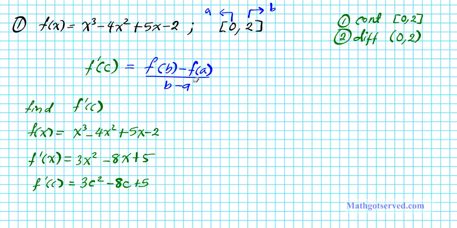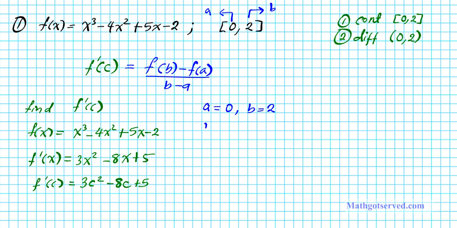Now let's shift our attention to the right side. We want to find the average rate of change, or the slope of the secant line through 0, 2 on this curve. As indicated earlier, a is 0, b is 2, so we know the values of the denominator. Now we have to determine the values in the numerator.